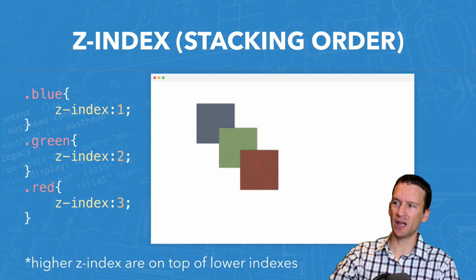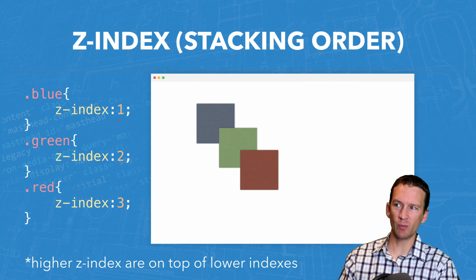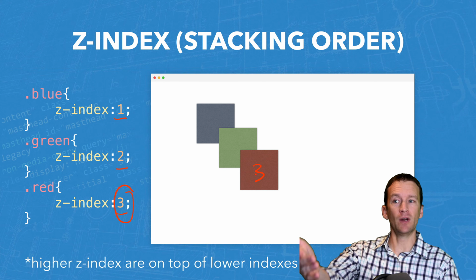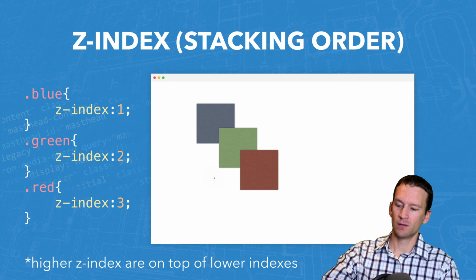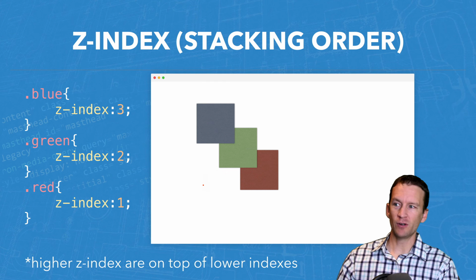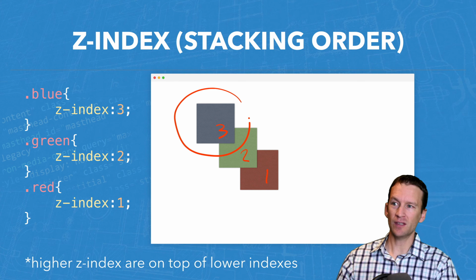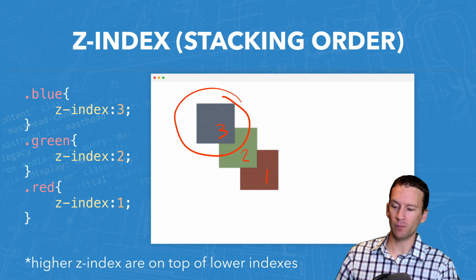Now in this next little sample here, you can see I've just switched the numbers. So here I have 1, 2, and 3. Since 3 is the highest here, it's going to sit in front of the rest, then this one, and then this one. And then on this one, we just sort of reversed them. So now this one is set to 1, this one's set to 2, and this one's set to 3, and this one sits in front of all the rest of them.